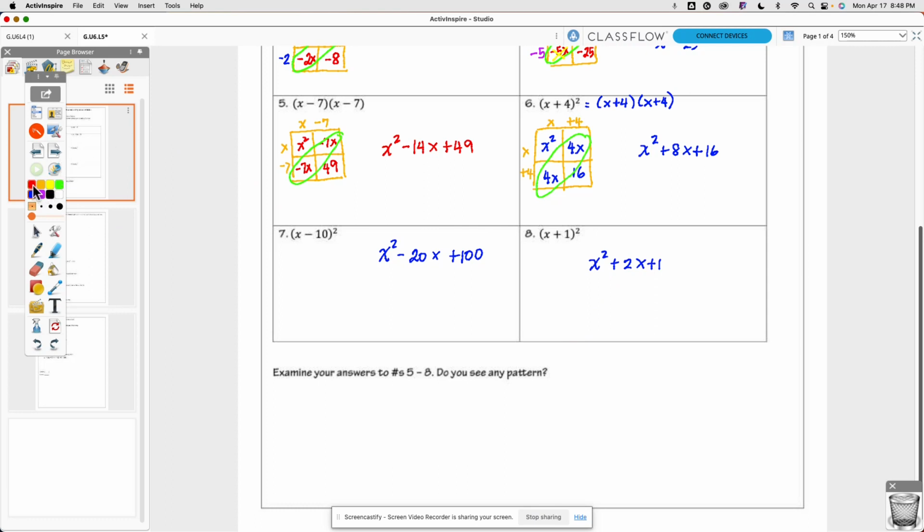Numbers 5 through 8 is simply squaring a binomial. So we have here x plus 4 squared, x minus 7 squared, x plus 1 squared. Here, x minus 7 times x minus 7 is the same as x minus 7 squared. If you will notice, if you square a binomial, the result would be a trinomial, meaning 3 terms. So x squared, negative 14x, 49. X squared, 8x, and 16, and so on. So the answer is composed of 3 terms, okay? That means you have a trinomial.